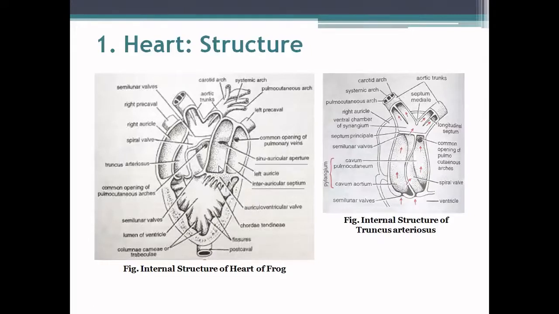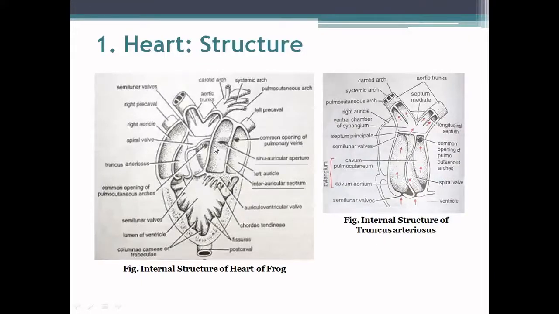Sinus venosus opens into right auricle by a transverse oval aperture called sinoauricular aperture. Here this is the oval aperture which is known as sinoauricular aperture. It is guarded by flap-like valves. Common pulmonary veins open into left auricle by a small opening without valves. This small opening of pulmonary veins lacks the valves.